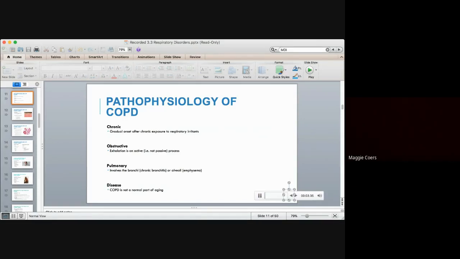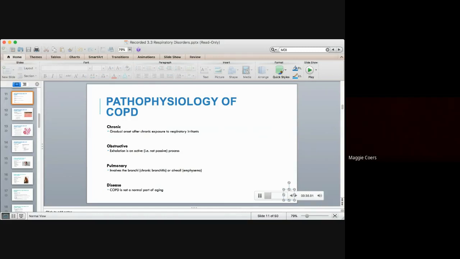Okay, so let's break down COPD now and see what it means. The first part, the chronic part, is a gradual onset after chronic exposure to respiratory irritants. So just because the older adult has smoked 2 cigarettes in their lifetime doesn't mean they're going to get COPD. But if they've smoked a pack of cigarettes for 30 years, that chronic exposure to an irritant is what causes the chronic part of COPD.